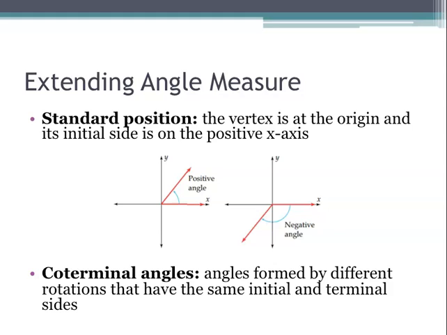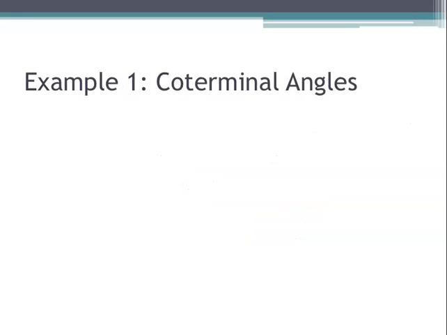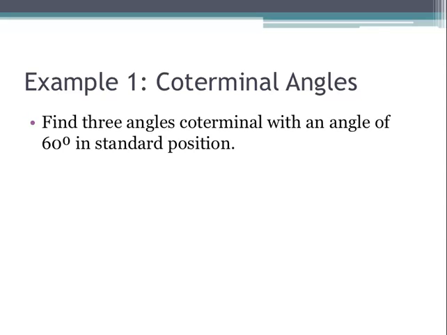Okay, so we're going to take a look at an example. Find three angles coterminal with an angle of 60 degrees in standard position.